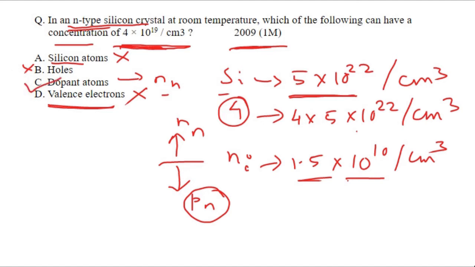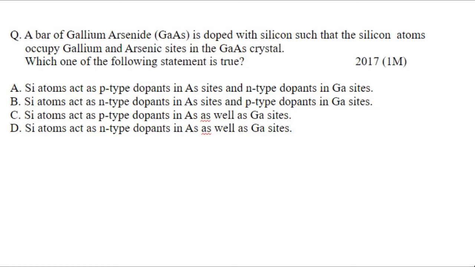So what is left? The dopant atoms is our answer. How? Nn is greater than 1.5 into 10 to the power 10, and it should be nearer to 4 into 10 to the power 19. So our option C is correct. That is, dopant atoms are the concentration of electrons inside the N-type silicon crystal. Now next, moving on to the third question.